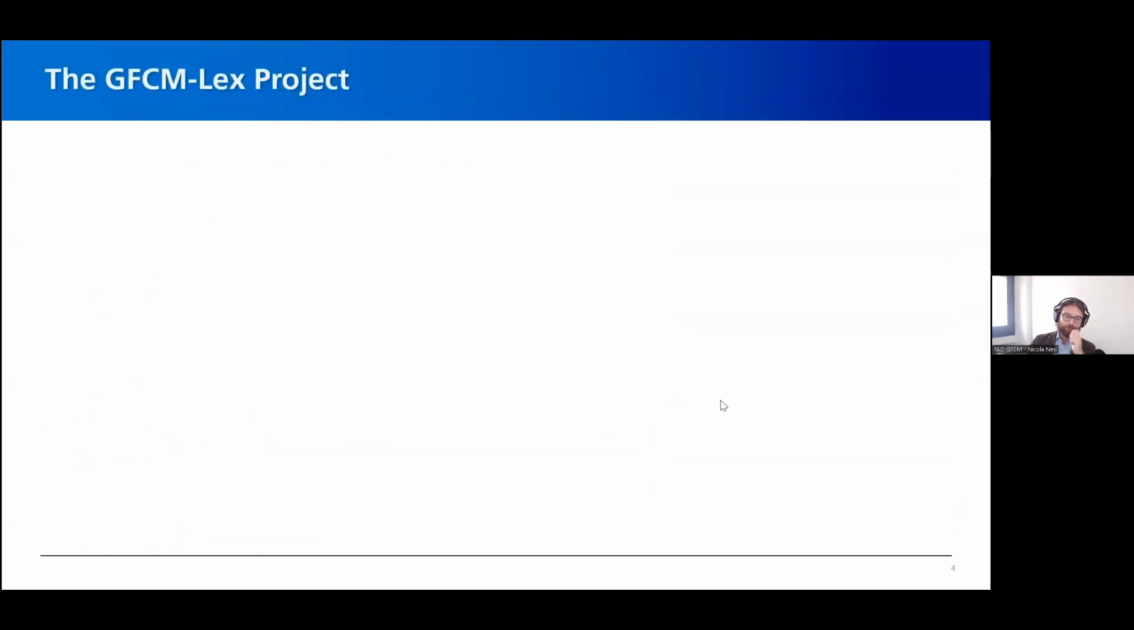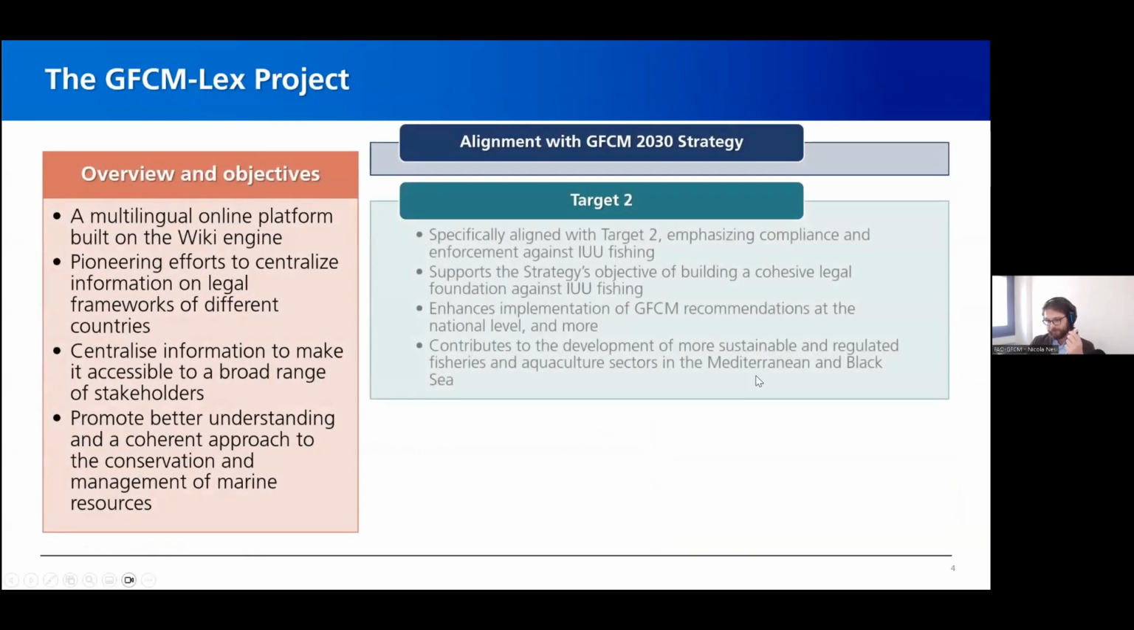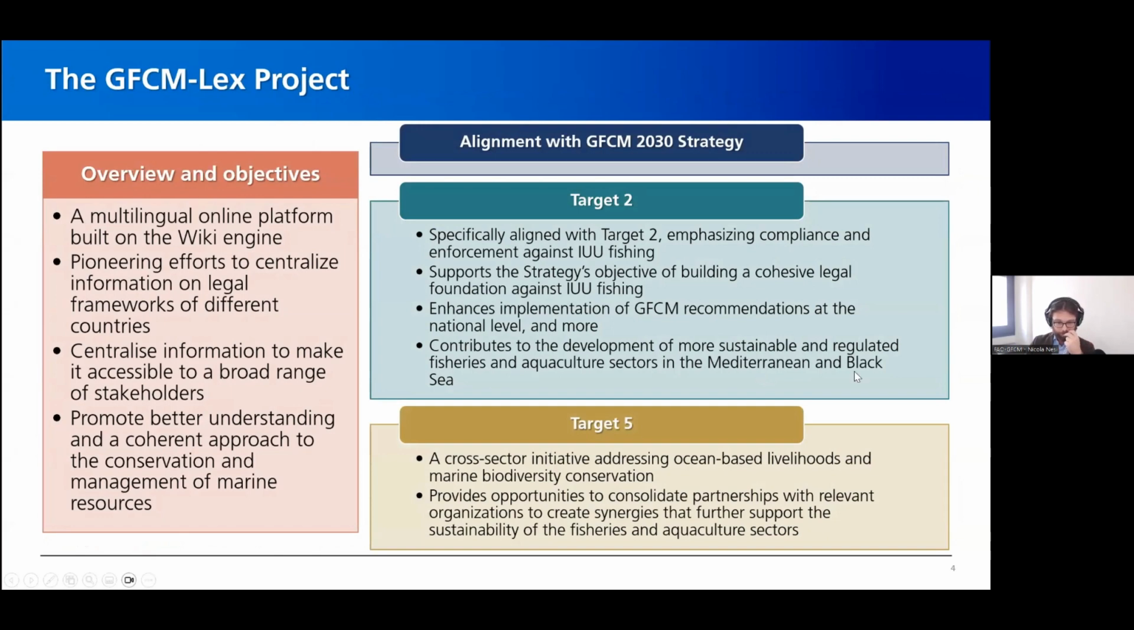Now, to the juicy bits, which is the project that we're presenting today, the GFCM LEX. What is it? In a sentence, it's a multilingual online platform built on the Wiki engine containing all national legislation implementing GFCM decisions presented in clearly drafted national profiles. In a shorter sentence, it's a Wikipedia for fisheries and aquaculture legislation in the Mediterranean and Black Sea region. Our goal with this platform is to make this legislation accessible to a broad range of stakeholders and to promote a coherent approach to the conservation and management of marine resources in our region.